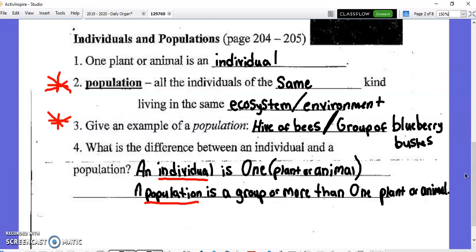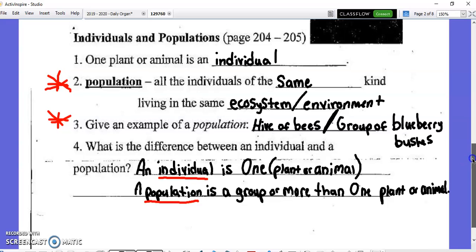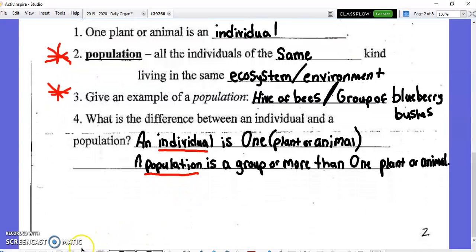Getting more specific, we talk about individuals, populations, and communities. One plant or animal is an individual. A population is all of those individuals that are of the same kind of living thing in an ecosystem or environment. An example of a population would be a hive of bees or a group of blueberry bushes. The difference between an individual and a population is that an individual is one plant or animal, and a population is a group of plants or animals, which makes up more than one of those plants or animals.